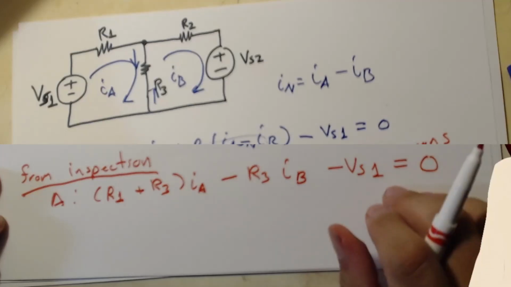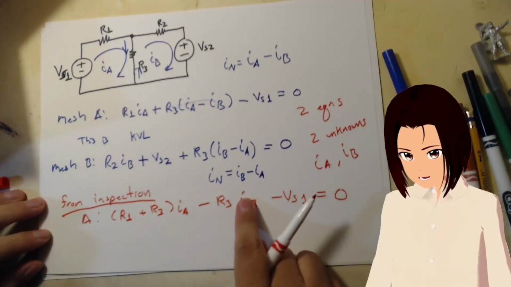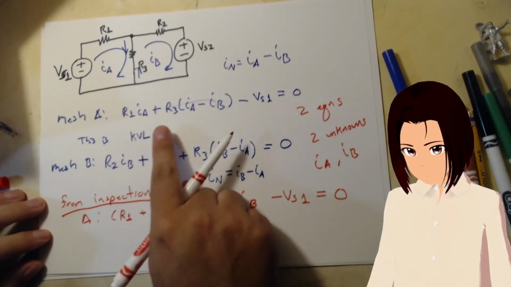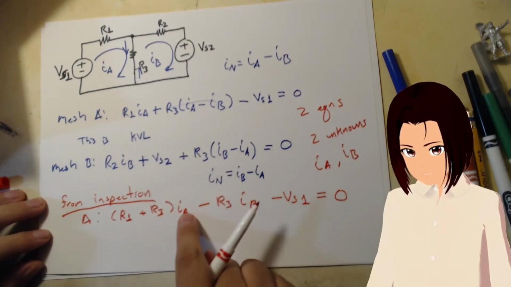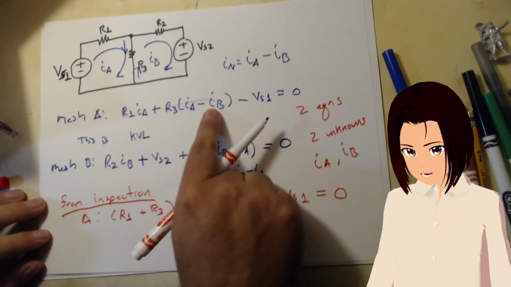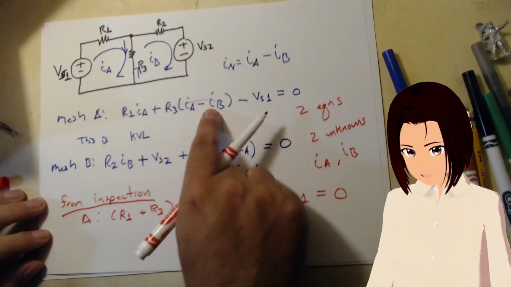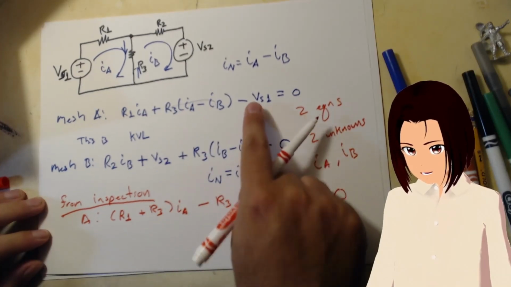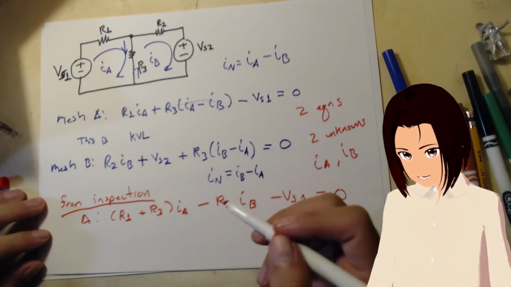Now this guy right here is the same as that one right there. So we have R1, R1, R3, R3, IA, IA. And minus R3 is from there. We distribute the R3 here, we get minus IB times R3, which is right here, and minus VS1, minus VS1. We got it.